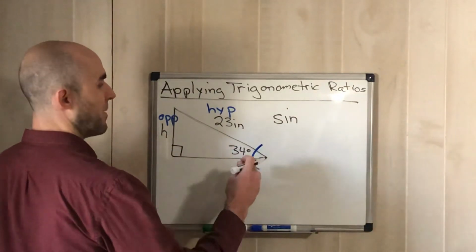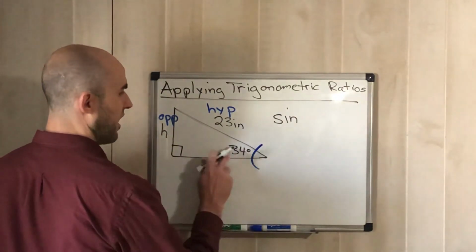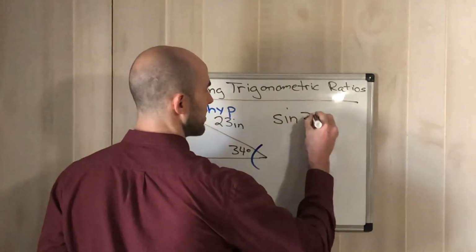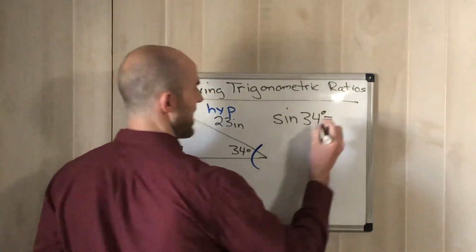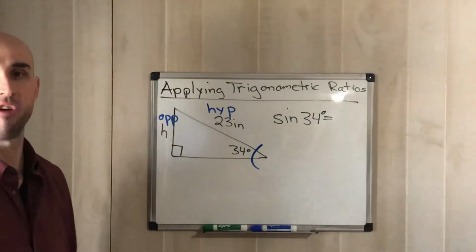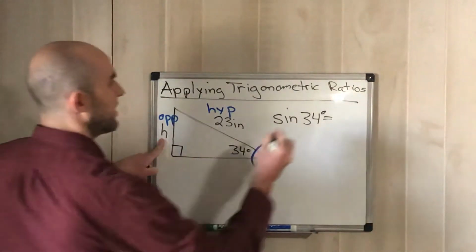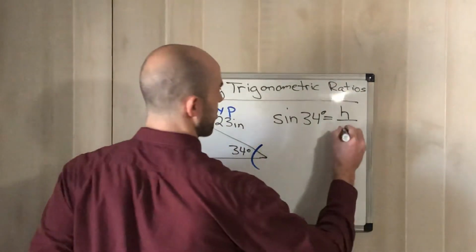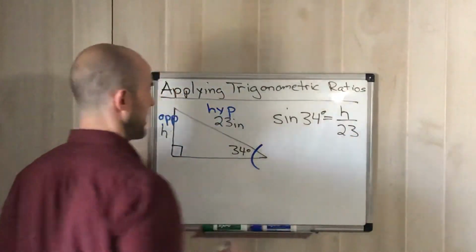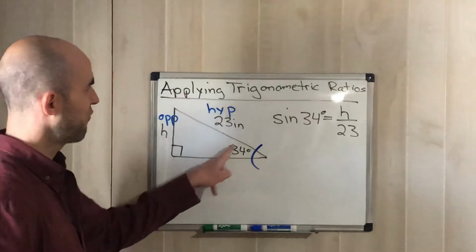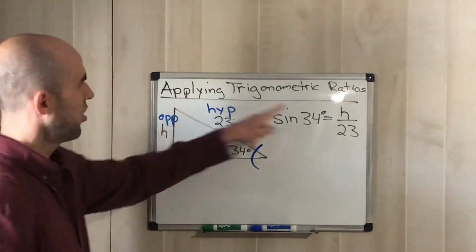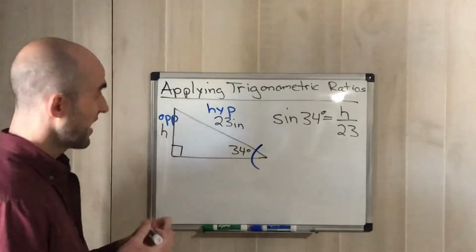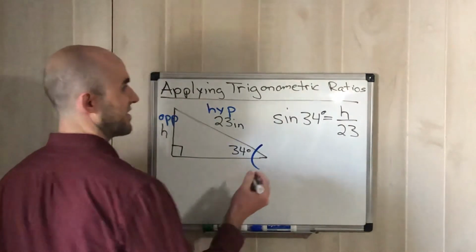And now let's set it up as we always do. It's going to be sine of 34 degrees equals, and now the formula for sine is opposite over hypotenuse, so it's going to be opposite h over hypotenuse 23. Okay. Again, just set it up. Sine of 34 degrees equals opposite over hypotenuse. Because now again, it's just our process of solving it.